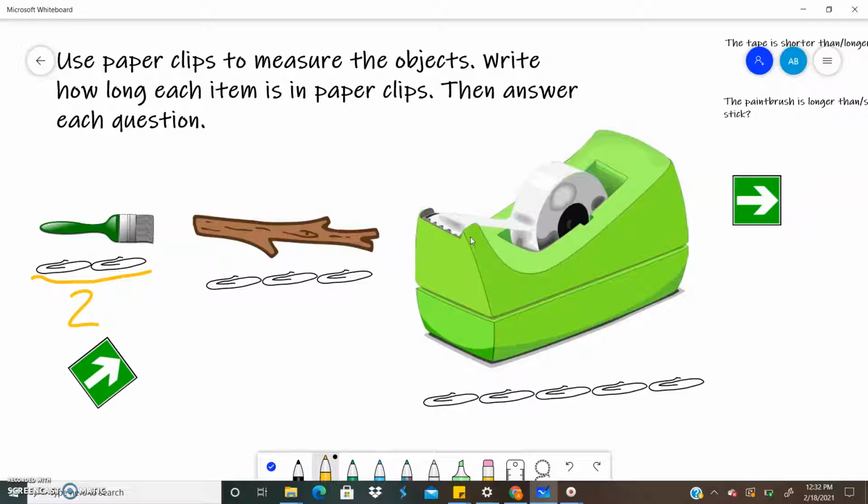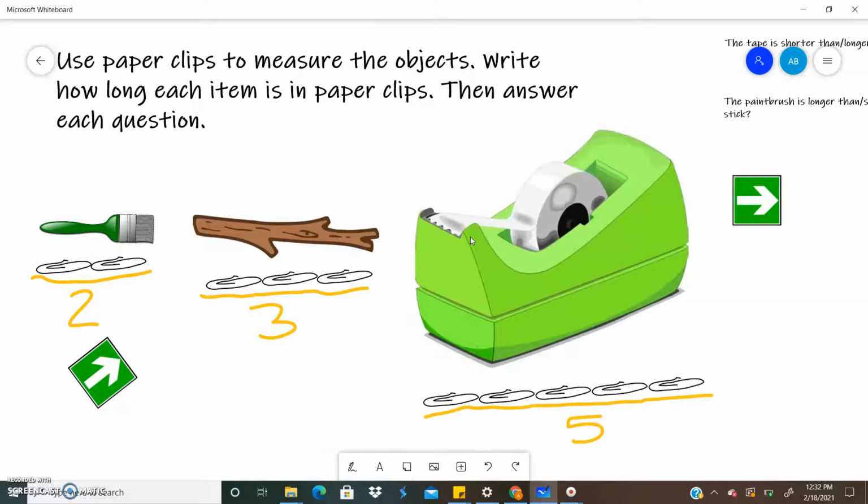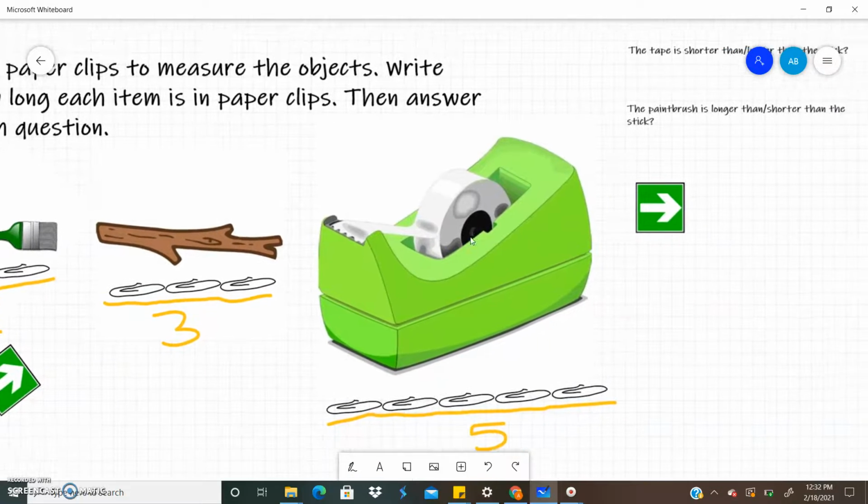Okay, what about our stick? 1, 2, 3. 3 paper clips. Oh, this is a big tape dispenser. Let's see how many we have here. 1, 2, 3, 4, 5. So now we can tell how long each item is in paper clips. Now we have to answer some questions.